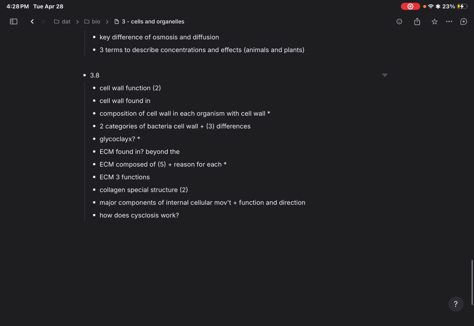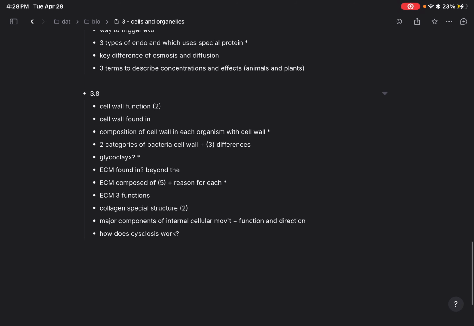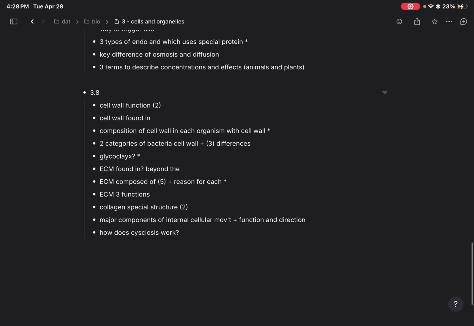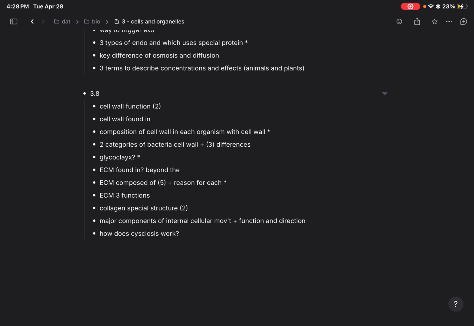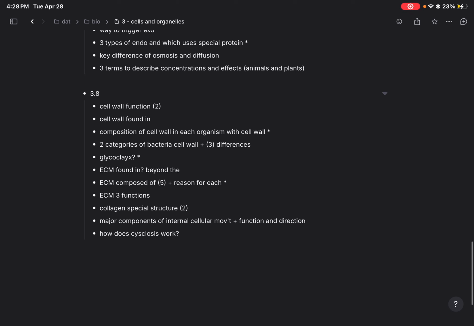Okay, cell wall function: protection and structure. Cell walls are found in plants, protists, bacteria, and fungi. Composition of the cell wall in each organism: plants have cellulose, fungi have chitin, bacteria have peptidoglycan.